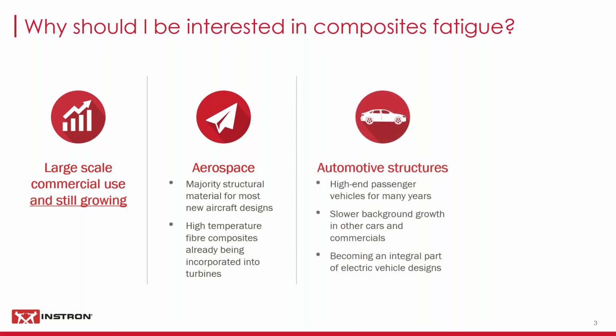Also, quite topical is the matter of automotive structures. High-end passenger vehicles have used composites for many years. Literally decades ago, Lotus cars used composite monocoque structures. But more recently, you look at things like BMW, especially with the i-Series, starting with the i3, the use of composites for a large proportion of the bodywork and the structure became a major point. In lower tier vehicles, cars and commercials, there's been much slower growth, but it is happening.